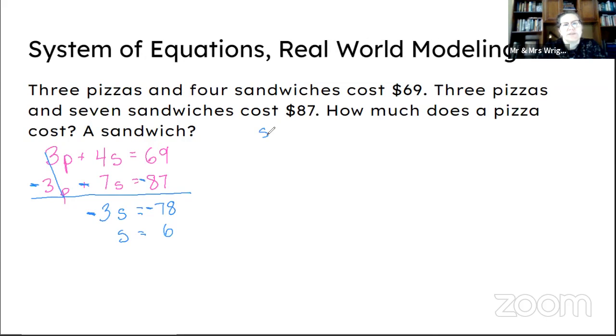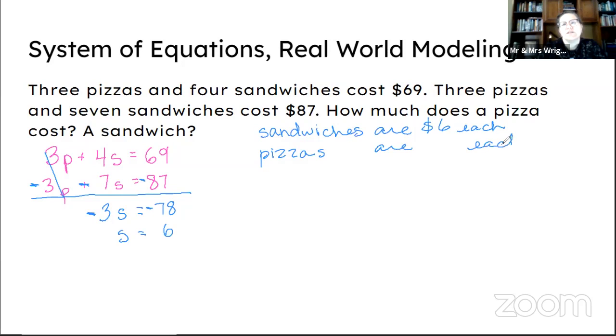So that tells me my sandwiches are $6 each. I must be at Chick-fil-A. That's an expensive sandwich. All right, so now we need to figure out how much does a pizza cost.